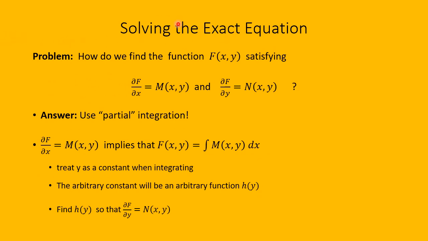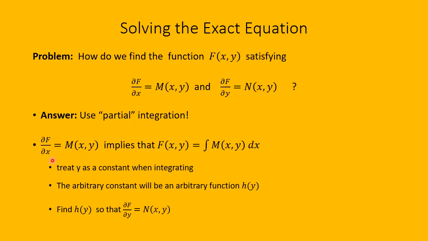So let's talk about solving the exact equation. How do we find the function capital F satisfying these two conditions? F would have to satisfy these conditions if we already know the equation is exact. And the answer, more or less, is that here I have the derivative of a function equals another function. Why not just integrate both sides to find out what F is? So we're going to more or less use what we could call partial integration. As far as I know, no exact terminology has been found for this, and no notation is used. We just have to remember what we're doing.